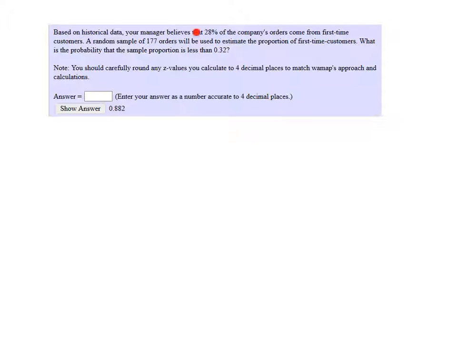There's a 28% chance that any single order came from the first 10 customers. So it's a yes or no situation, and the probability doesn't change from customer to customer. The number of trials is 177, and I would think that each of these orders is independent of the others. So it is a binomial distribution, and we would expect a sampling distribution.